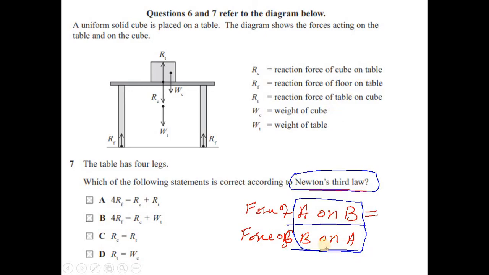clearly, if you see RC, force of cube on the table, and force of table on the cube, these two are in fact a Newton's third law pair. RC is equal to RT. So your option is again C.